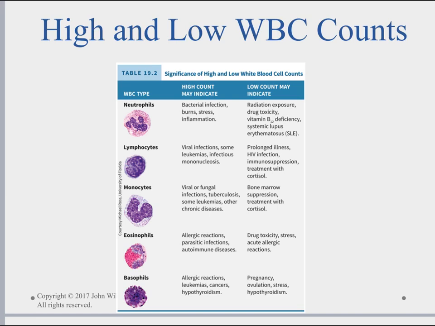Eosinophils. We see a high count in allergic reactions, parasitic worm infections, and autoimmune diseases. Low count indicates drug toxicity, stress, acute allergic reactions. Basophils, again, are mast cells or degranulators. A high count is seen in allergic reactions, some leukemias, cancers, or hypothyroidism. Low count could be indications of pregnancy, ovulation, stress, or hypothyroidism.